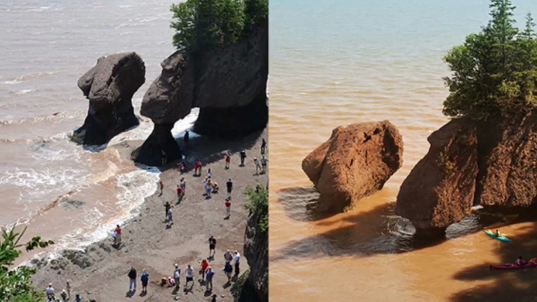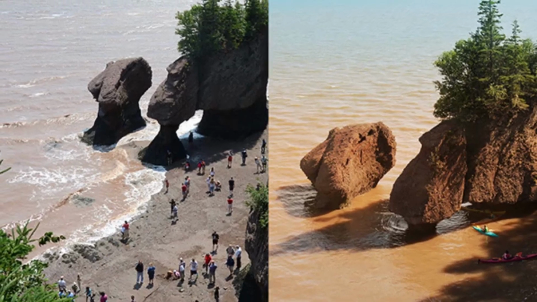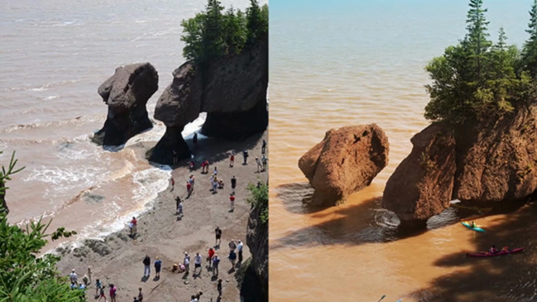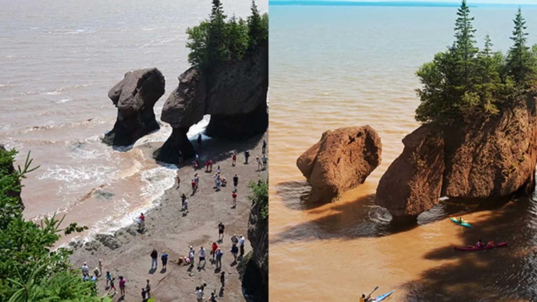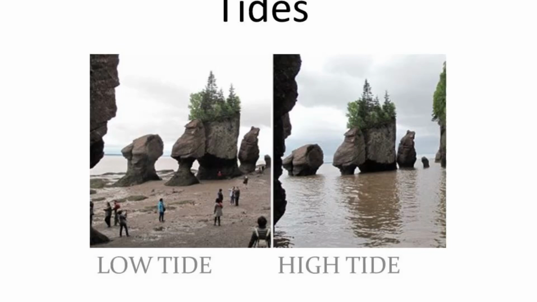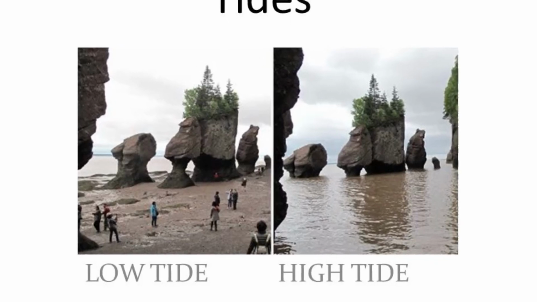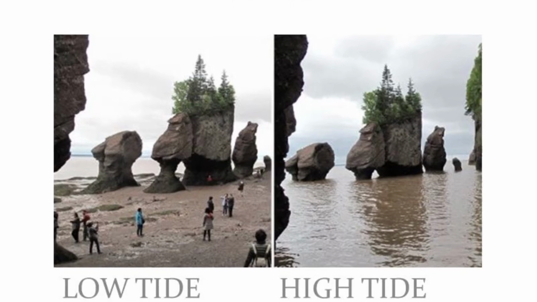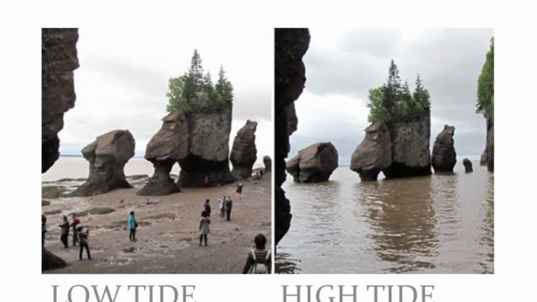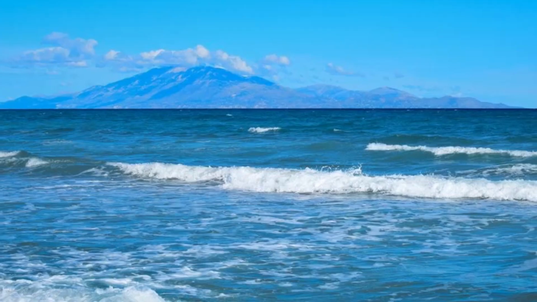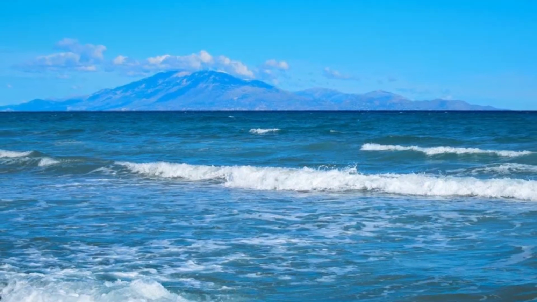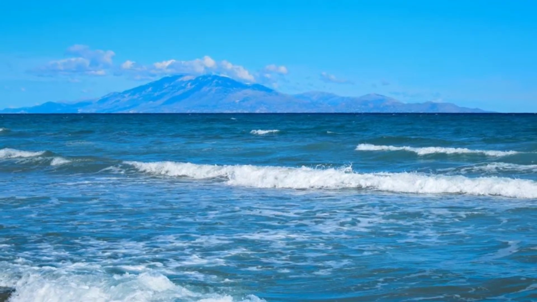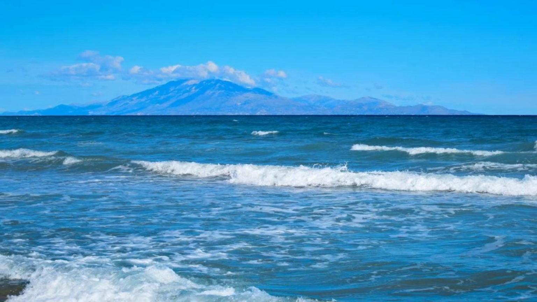The first picture shows low tide when the sea has reached its lowest level for the day, and the second picture shows the same place but it has high tide. The sea has reached its highest level of the day. Remember, coastal areas experience two high and two low tides every 24 hours and 15 minutes. I hope by now you have understood the difference between waves and tides.